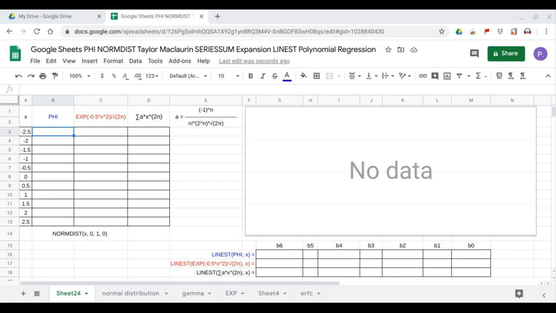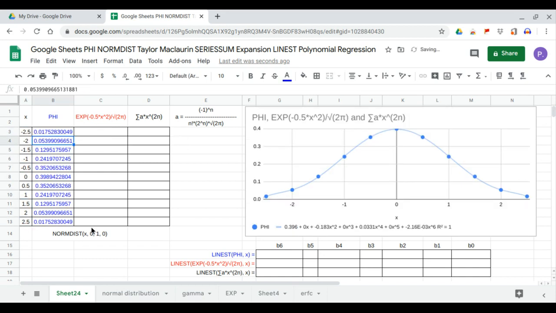Hello, in this video we will generate the phi function over these values of x from negative 2.5 to positive 2.5, chart it, and regress it to the highest degree polynomial regression. We start with the phi function, which is our formula, phi of the x values. Here you will find the polynomial regression to the sixth degree.